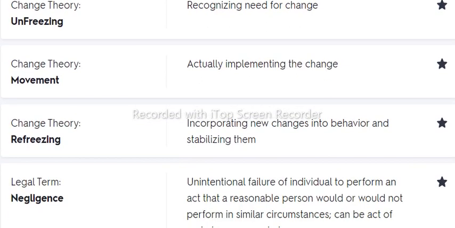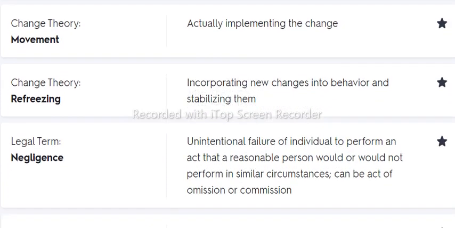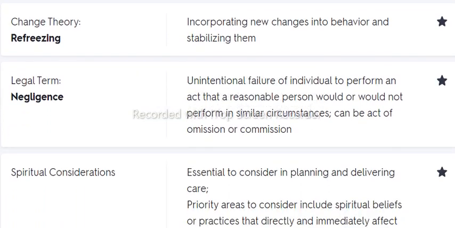Change theory. Unfreezing: recognizing need for change. Movement: actually implementing the change. Refreezing: incorporating new changes into behavior and stabilizing them.